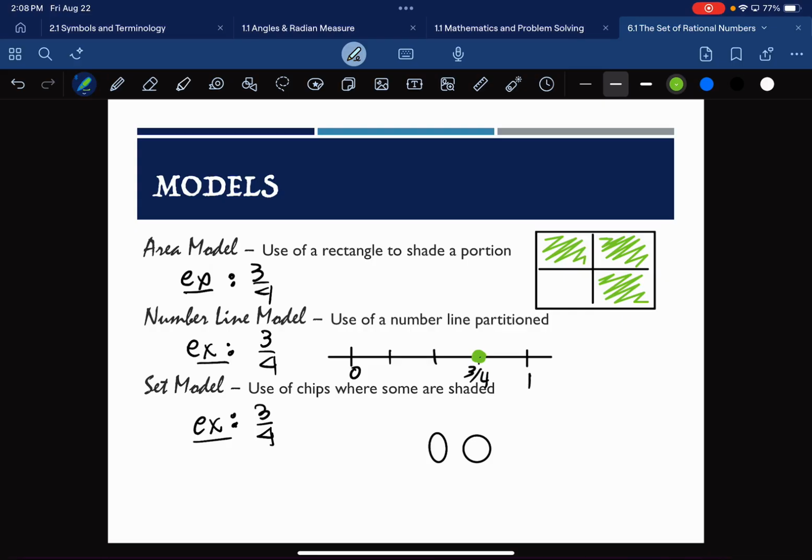I'm not sure how to shade the object in without erasing it. Still learning, folks. Bear with me, I'm still learning. Let's try again. Okay, we're gonna go with that being good enough.